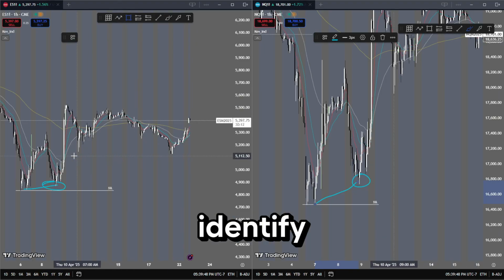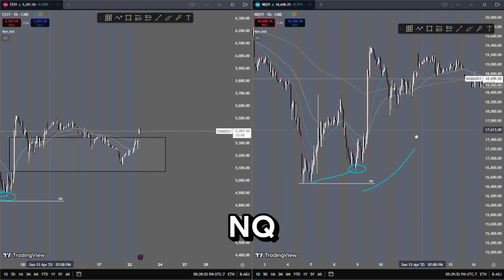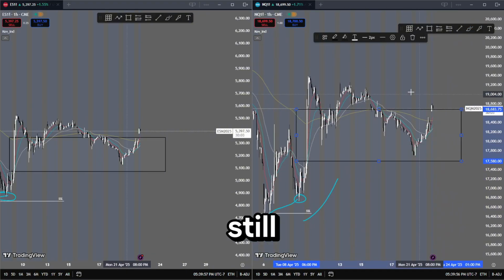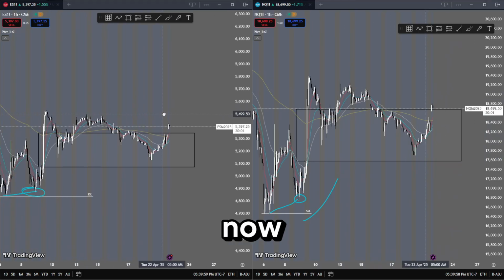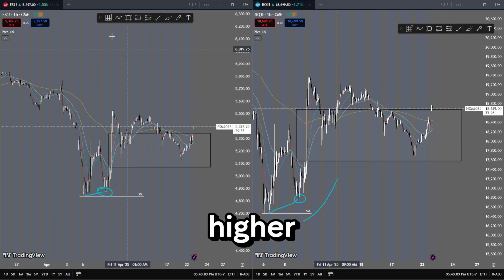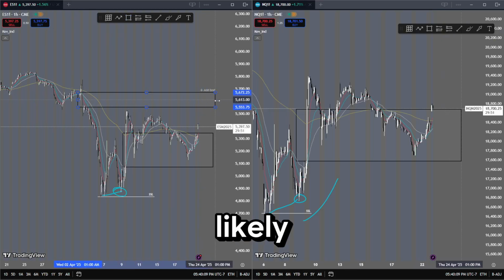And we're able to identify a 1 hour fair value gap right here. Same thing with NQ. We're able to identify a 1 hour fair value gap that price has still been inside of. Now that you've identified that we most likely could be pushing higher, we're going to identify where we could push to. Well, we have a huge fair value gap here that we could most likely push to.